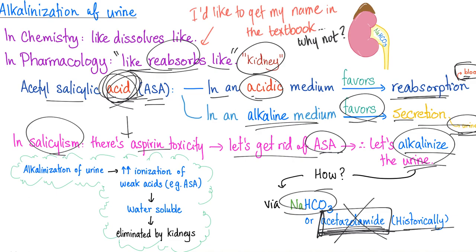use it anymore. If you ask a conspiracy theorist, he'll tell you it's because of the big pharmaceutical corporations. Hey, shut up. Now we are using sodium bicarbonate, which is cheaper than acetazolamide, so shut up. Alkalinization of the urine will increase ionization of weak acids, therefore making them water soluble. And when something is water soluble, the kidney can deal with it and eliminate it.